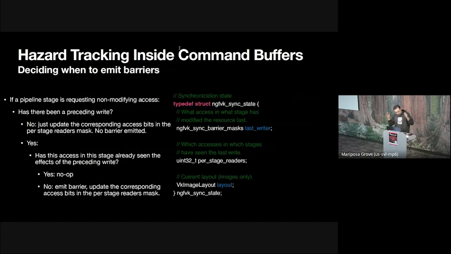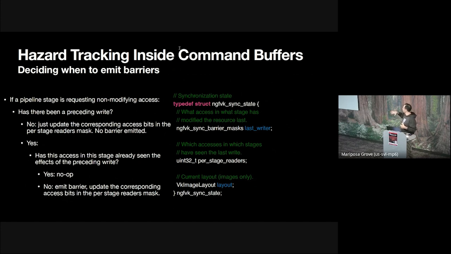So let's take a look at the procedure that actually decides whether a barrier is needed or not based on the sync request and the synchronization state. Broadly, sync requests can be categorized as either modifying or non-modifying, and it should be fairly obvious what these qualifiers mean. I should only mention that if a sync request implies a layout transition, in that case, we treat the sync request as modifying, even if the requested access is a read. And so with that, let's take a look at how non-modifying accesses are handled.